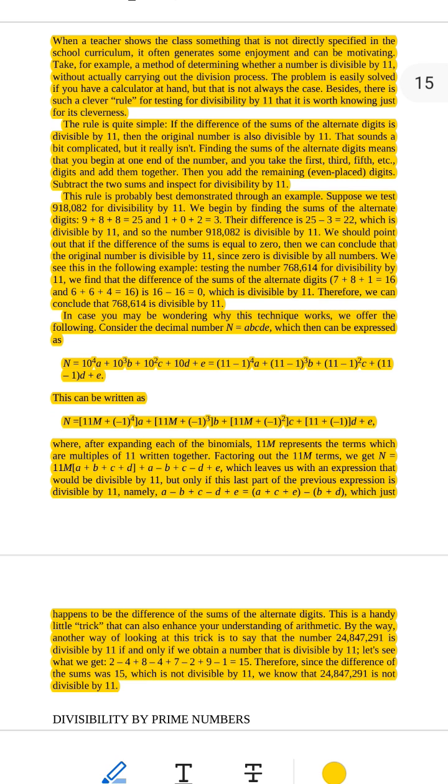Yes. 22 divided by 11 equals 2, a whole number with no remainder. Since 22 is a multiple of 11, this means 918282 is divisible by 11. Another example to make it clear.